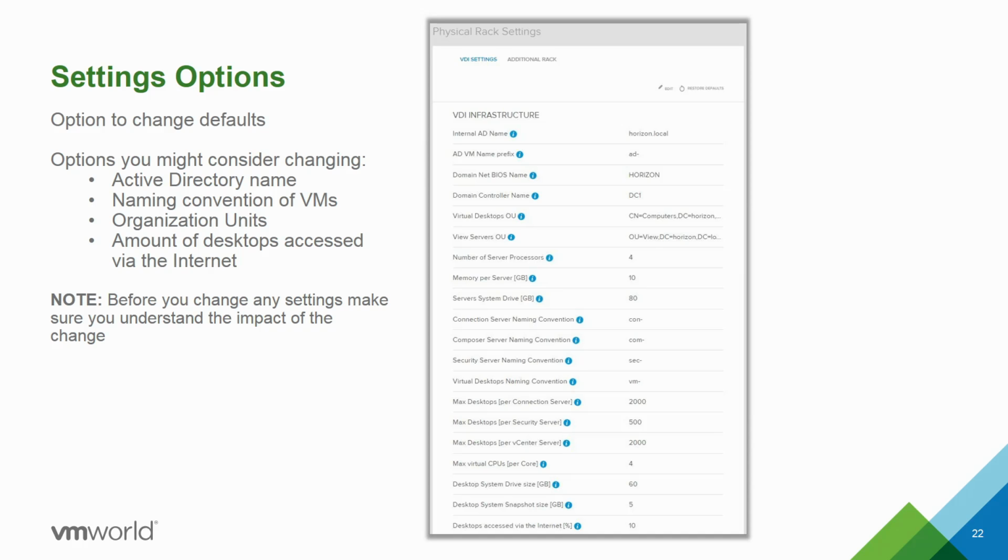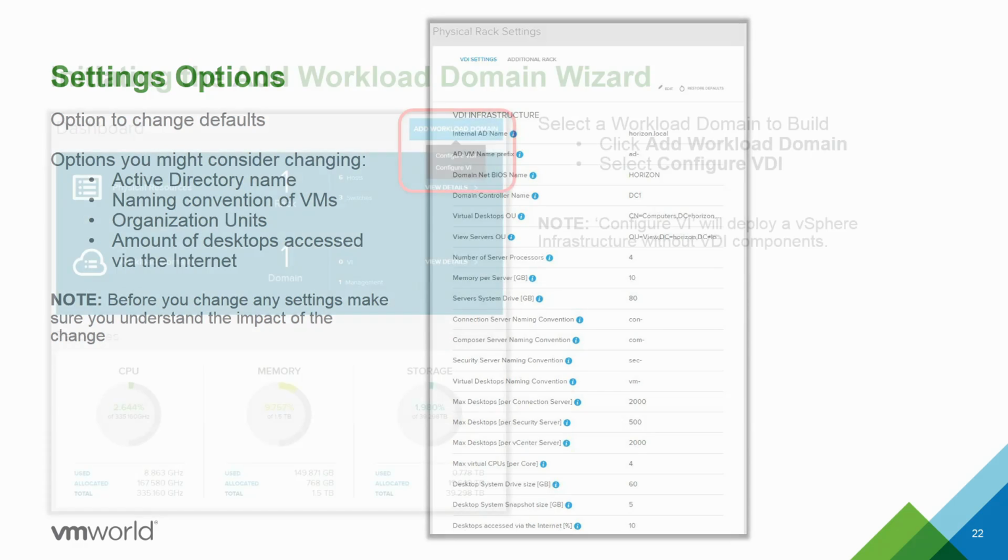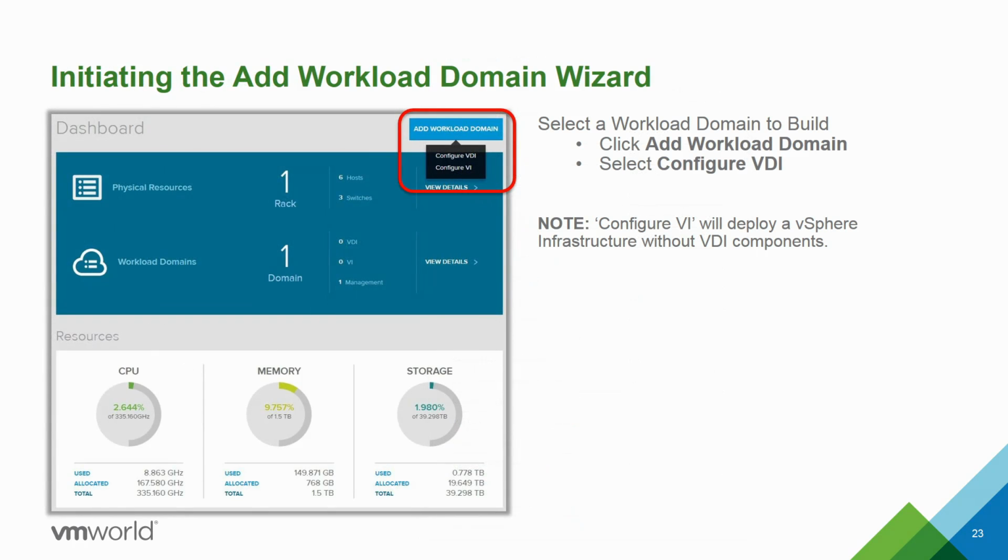You can also select the OU of where the desktops will get deployed in the new Active Directory if you're deploying an Active Directory with this. So there's loads of other options, and as I say, only change what you necessarily have to change. Don't go in there and tinker with everything, because I know a lot of people like to do that.